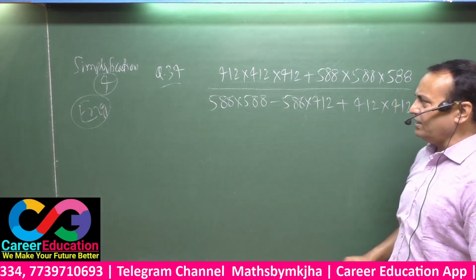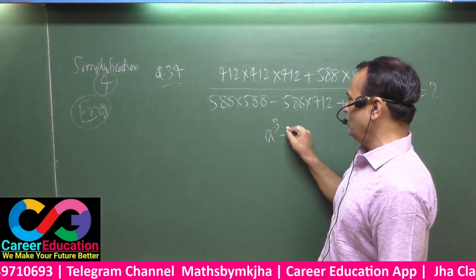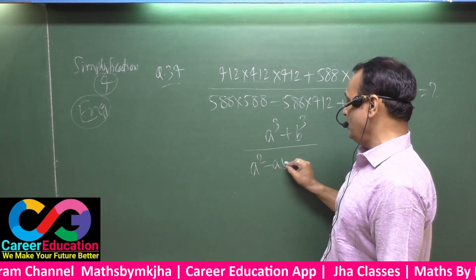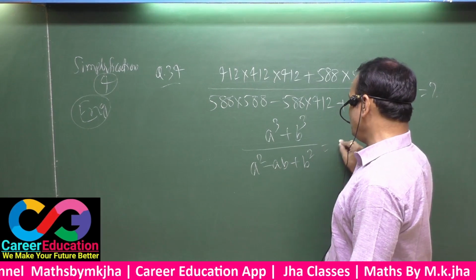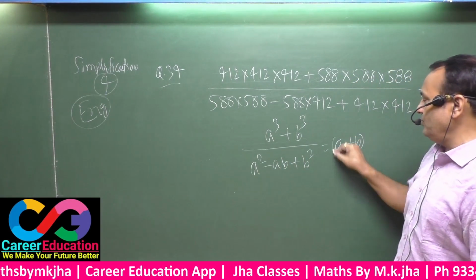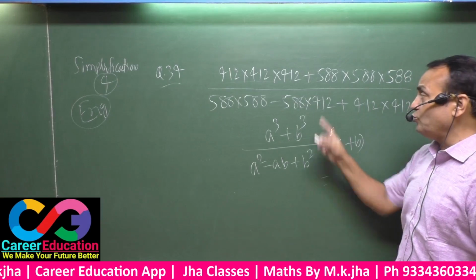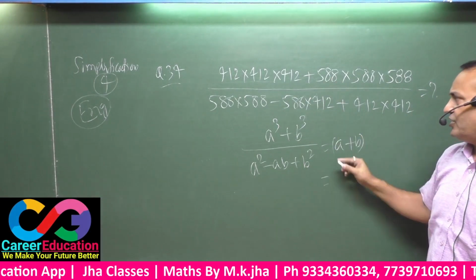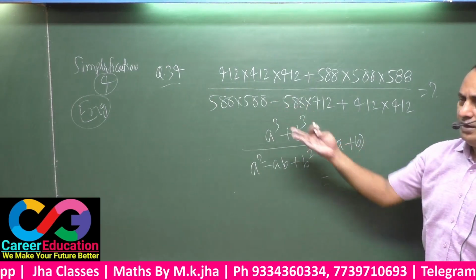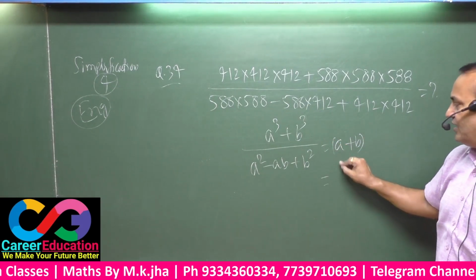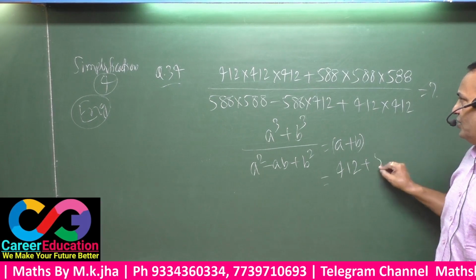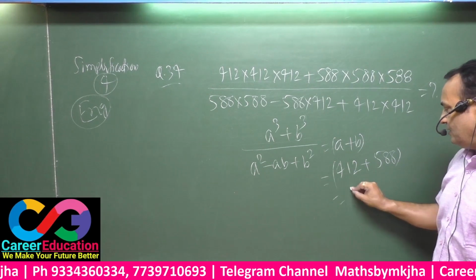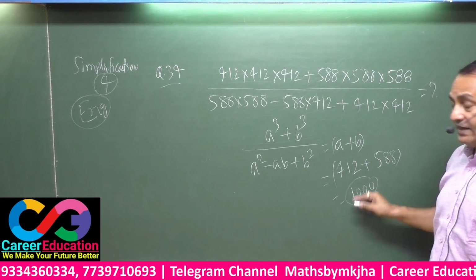See here, this is again a cube plus b cube by a square minus ab plus b square, and this equals only a plus b. This is your formula. That means you have to get the answer of this question. Certainly a will be 588, b will be 412. This can be reversed as well: a is 412, b is 588, and adding, that means 1000. This is your final answer. Note down.